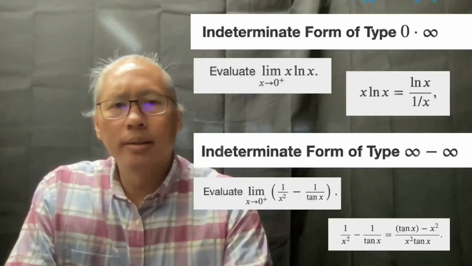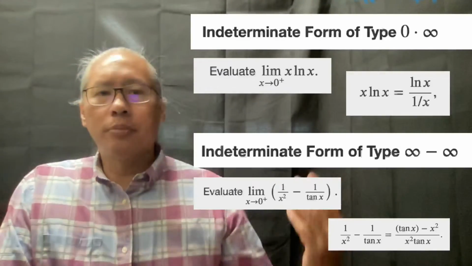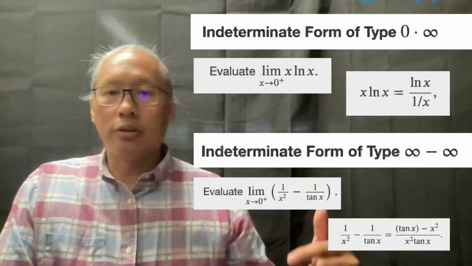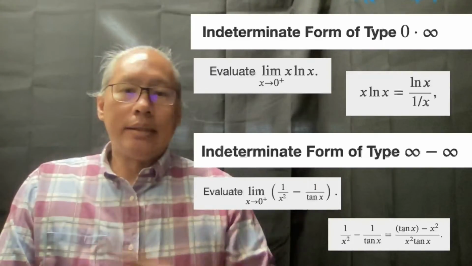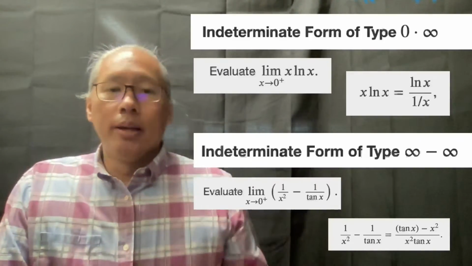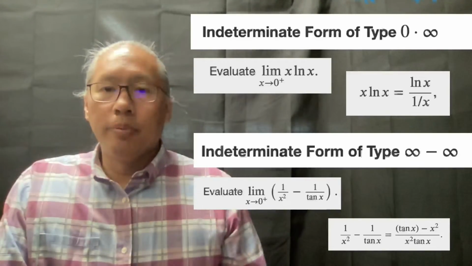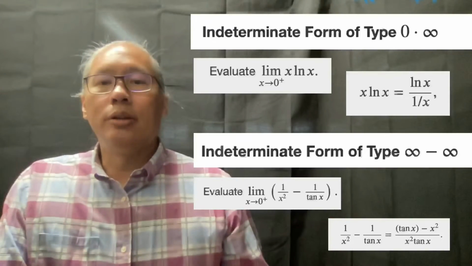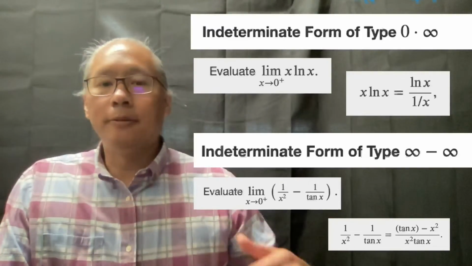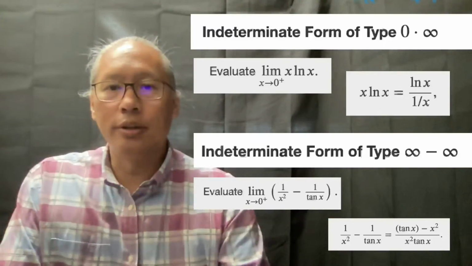So these transformations from these forms to 0 over 0 or infinity over infinity did not use any L'Hopital's Rule yet. You would use L'Hopital's Rule once you get it into that form, and then you just take the derivative of the numerator and the derivative of the denominator and be able to come up with your conclusion.